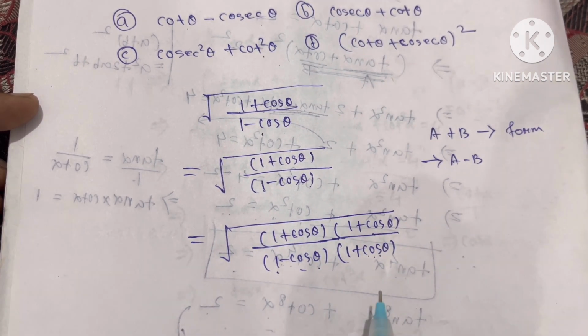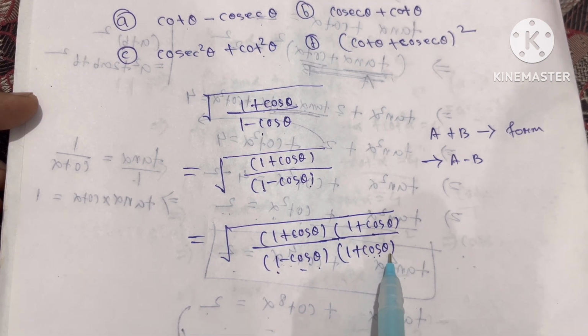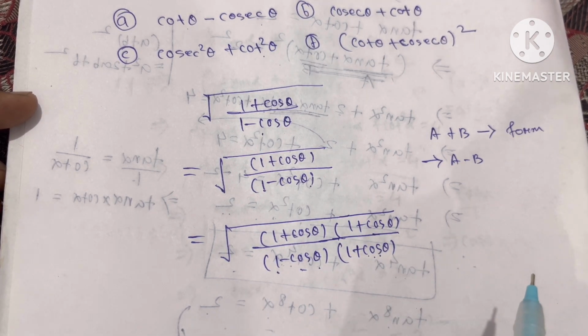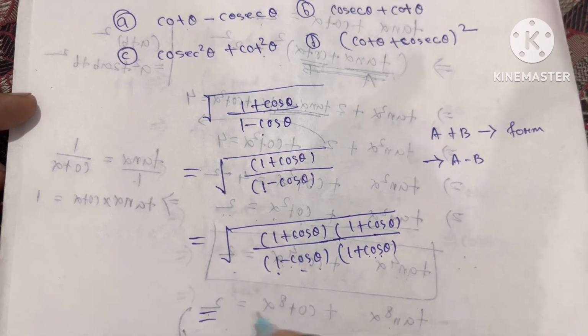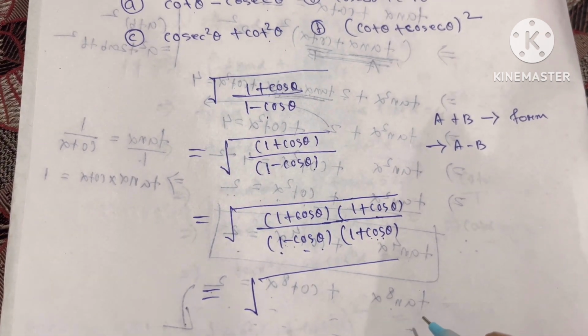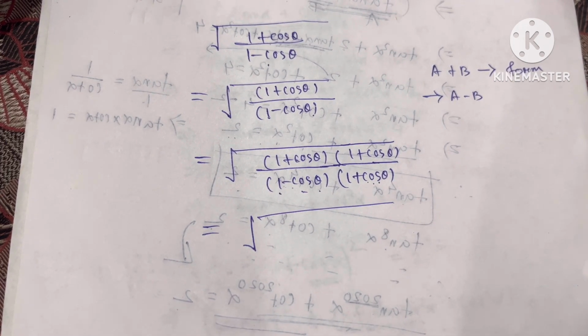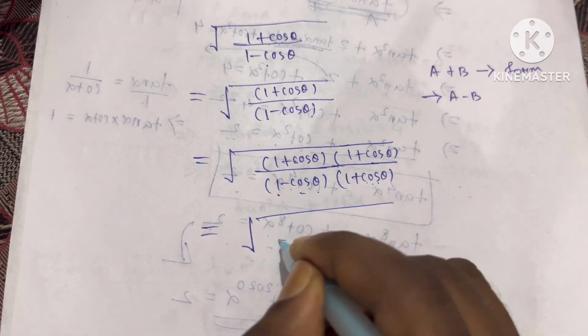That means, if you multiply the denominator by 1 plus cos theta, then you have to multiply the numerator by 1 plus cos theta also. Otherwise you will get a different fraction. So that's why we have to multiply both numerator and denominator by the same factor. Yes or no? So now you can simplify this.